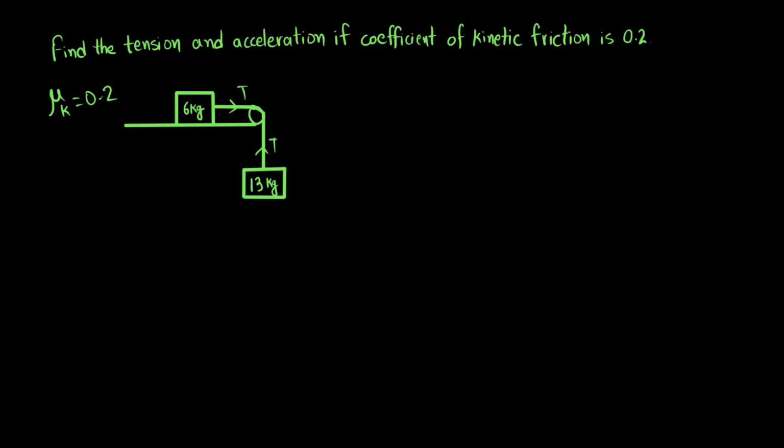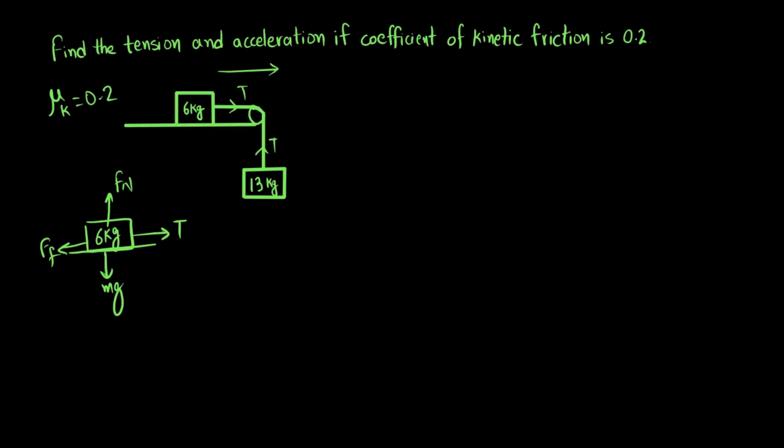Now let's draw the free body diagram of the first. We have 6 kg, tension acting to the right, it's on a surface, mg downward, force of normal up, and force of friction would be to the left. I am assuming that the box moves to the right, so the friction would be to the left.